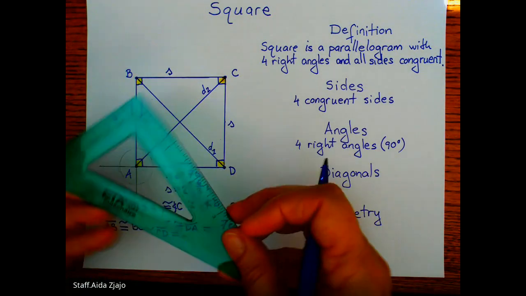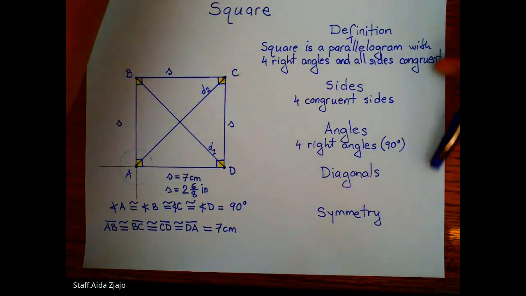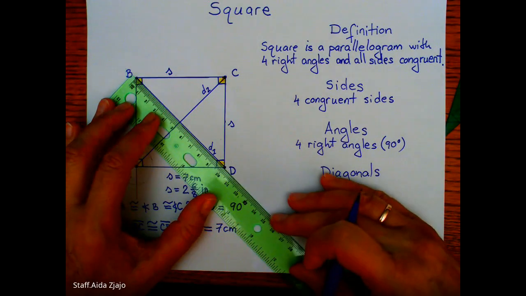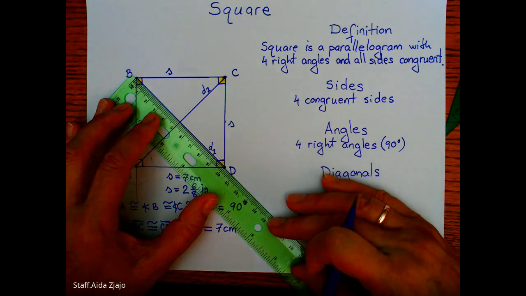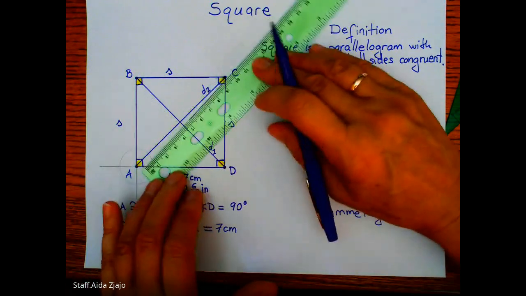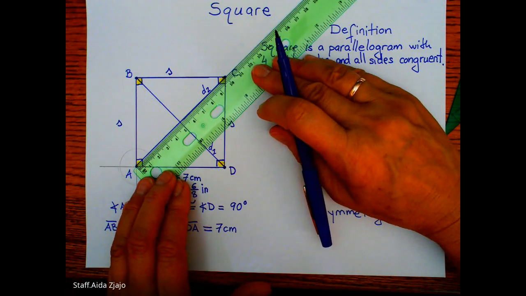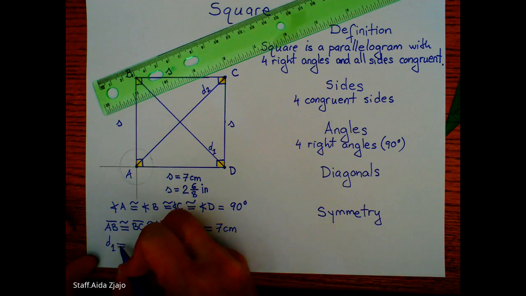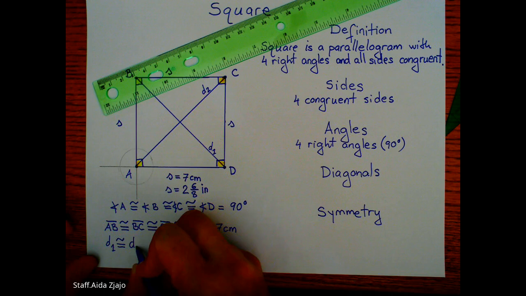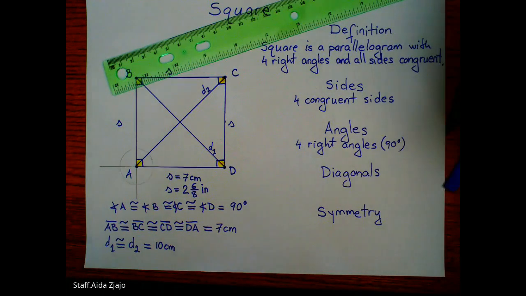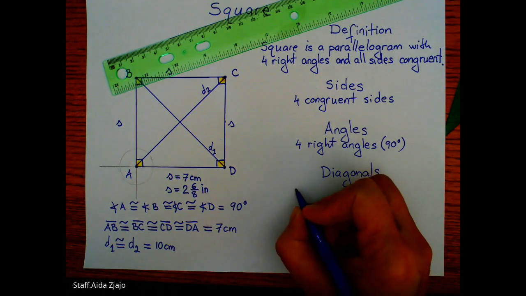And we can also measure the diagonals to prove that they're both the same, because all the sides are the same and all the angles are the same, so the diagonals are the same, and that is 10 centimeters. So this one is 10 centimeters and the other one is 10 centimeters. So we can say D1 is congruent to D2, and they're both equal to 10 centimeters. So we have two congruent diagonals.